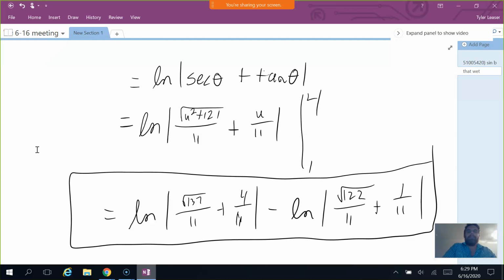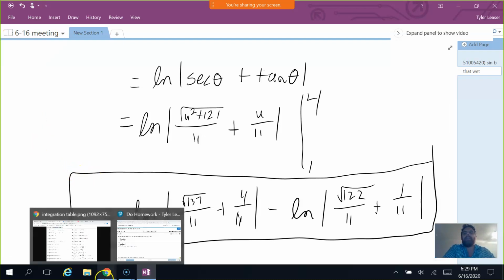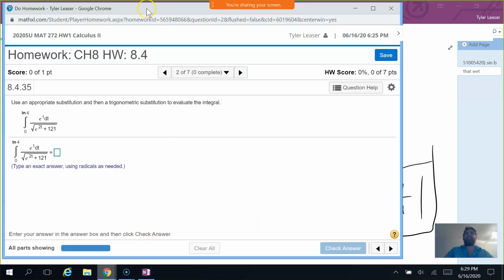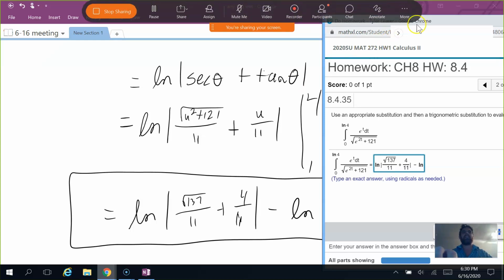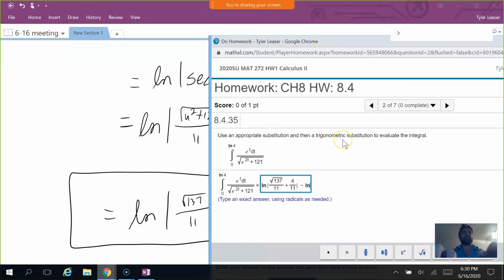So that one was gross, but there we go. So let me type it into the homework real quick, just to make sure we did get the right answer here. So natural log of the absolute value of the square root of 137 over 11 plus 4 over 11, that minus the natural log of square root 122 over 11 minus 1 over 11.